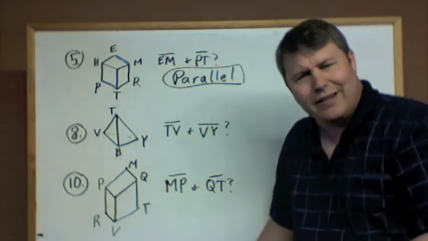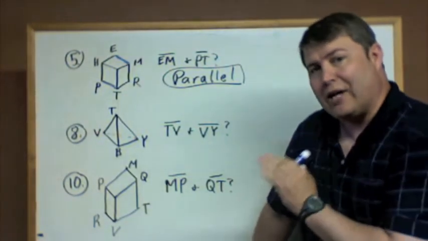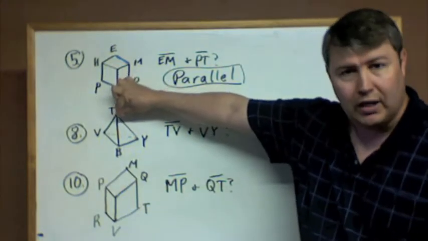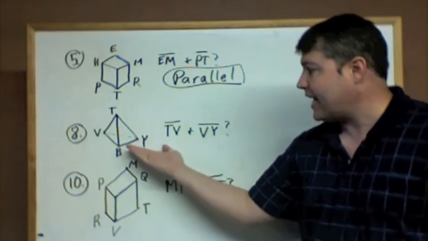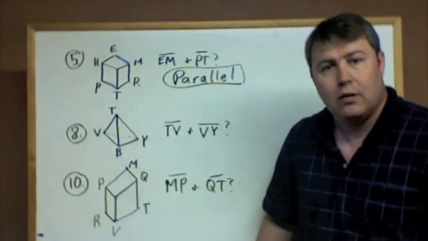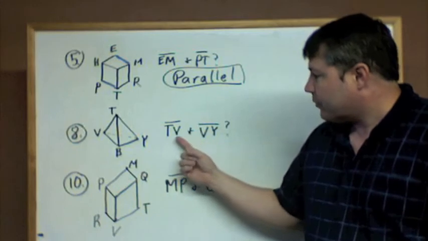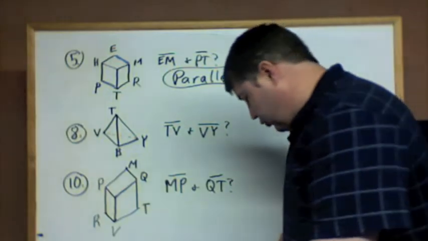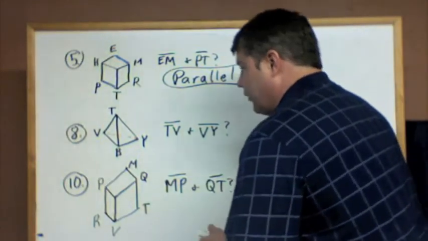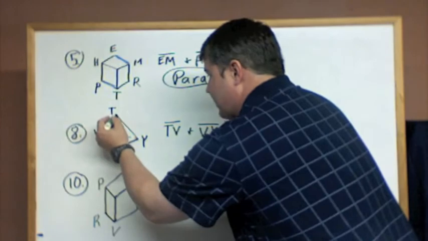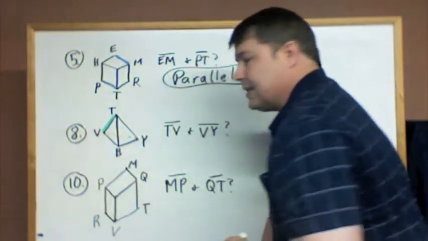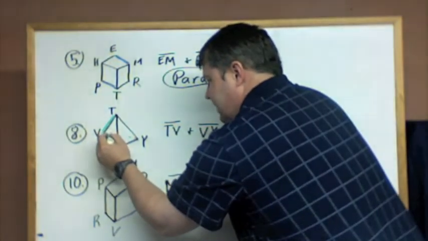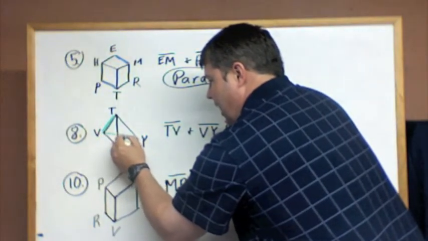Now number 8, not quite the same shape. This is what we would actually call a triangular pyramid. It's a pyramid because it comes to a point on the top, but its bottom base is actually triangle BYV. They want to know what the relationship would be between TV and VY. Again, I want to trace those. Use a different color this time. TV, that's right there, that's that side. And VY would be this back side. Actually it would be dotted because it's back behind.